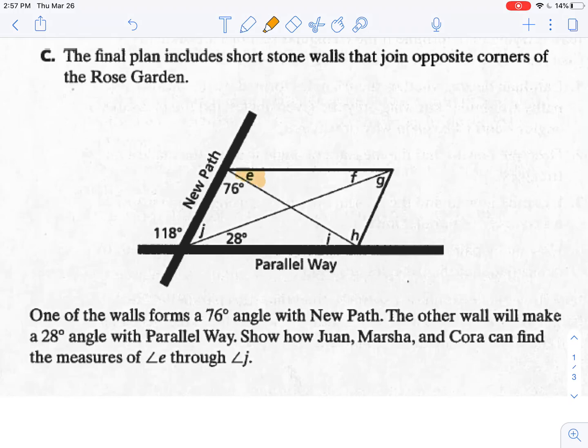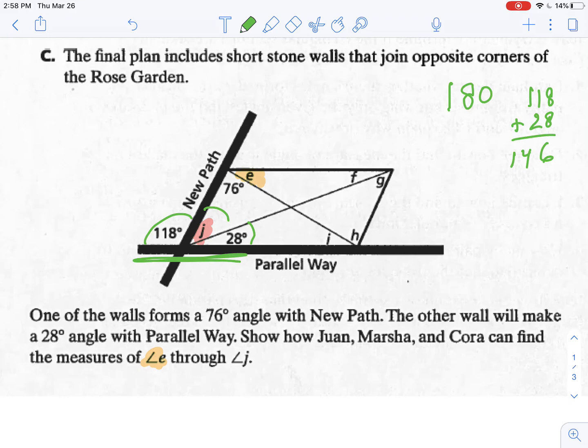Give the video a little bit of time to catch up. All right. Now I'm going to stay focused on this one. All we need to know is angle E and angle J. Those are the only two angles that they're asking for. Angle J they've almost given to you, because this angle plus this angle plus this angle makes a straight line. And you should know that a straight line measures 180 degrees.